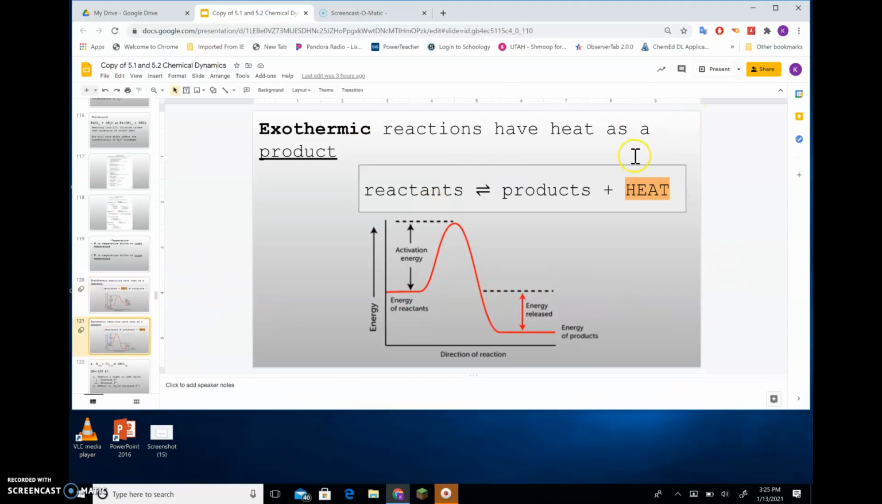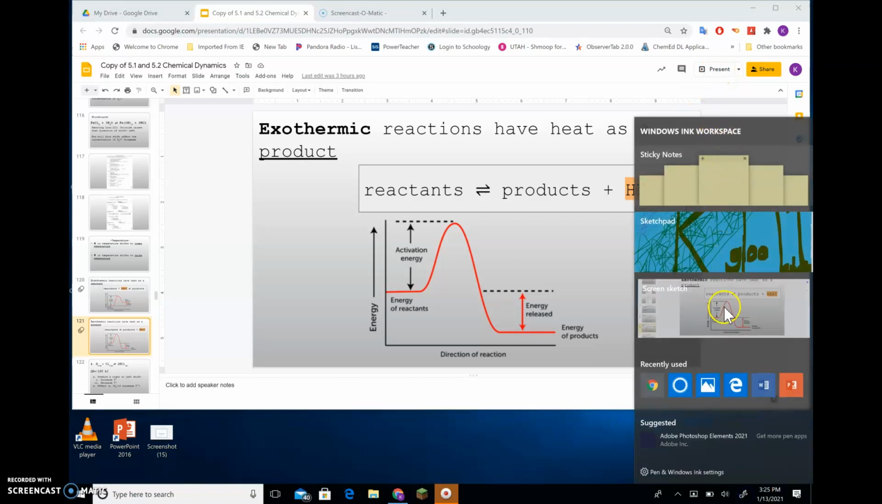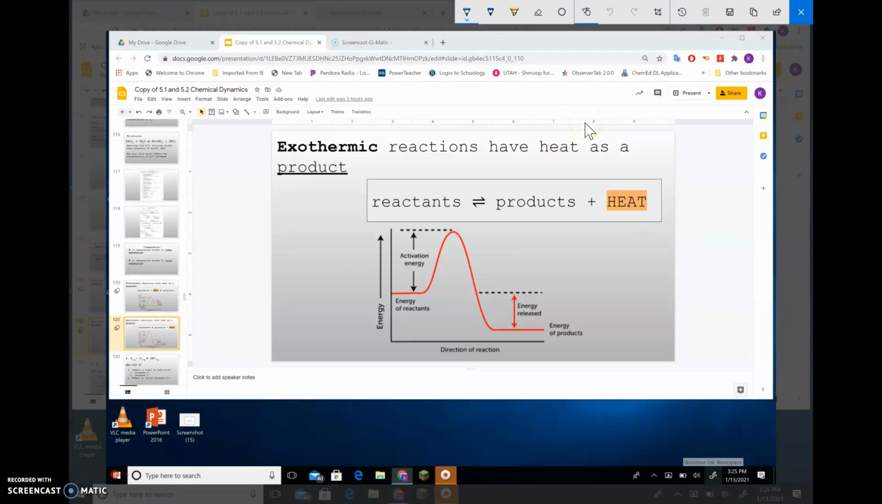Okay, now exothermic, remember, is when heat is a product. So on this one, I would write exo on the top of this box. And again, you can tell because heat's going to be on the product side. Another way to tell is by this graph, the products are going to be lower energy than the reactants. Another way to tell is the fact that your delta H is negative.